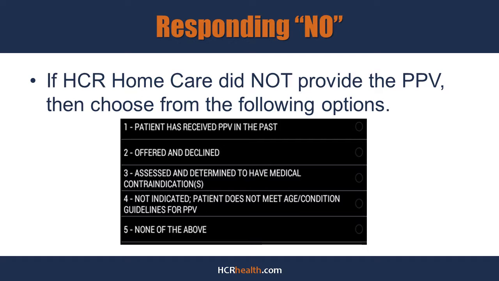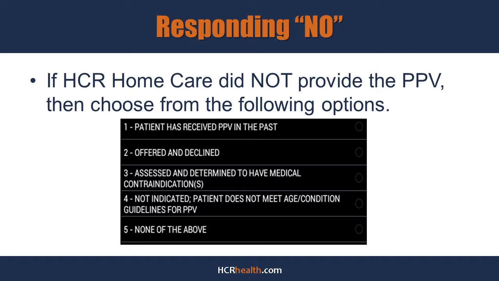Here are the choices that will appear if we indicate that HCR Home Care did not provide the pneumococcal vaccination. Choose number 1, patient has received the pneumococcal vaccination in the past if the patient has ever, in their life, received the pneumococcal vaccination. Choose number 2, offered and declined, if the patient was offered and they refused the vaccination.